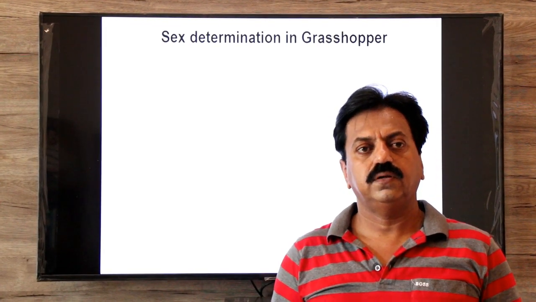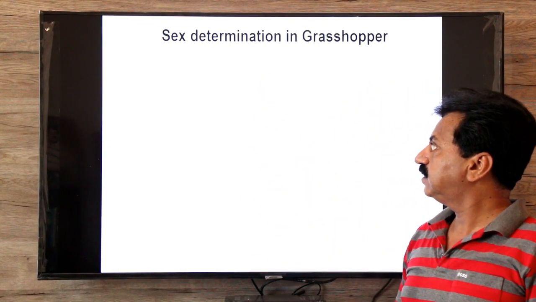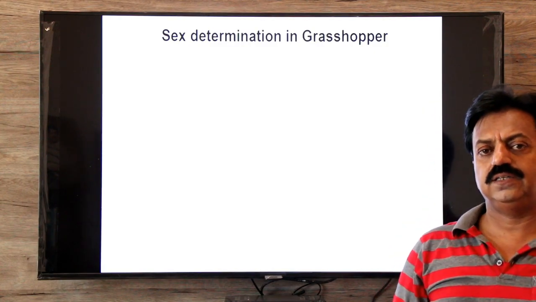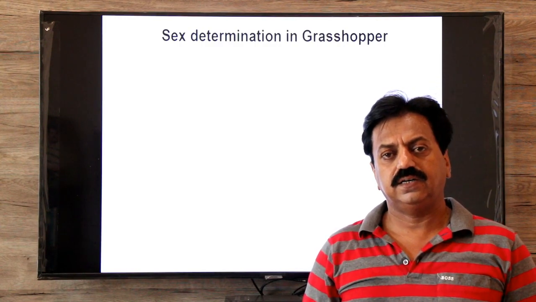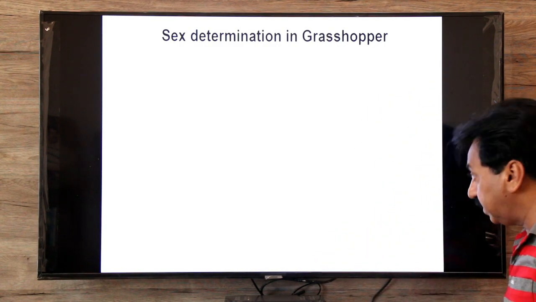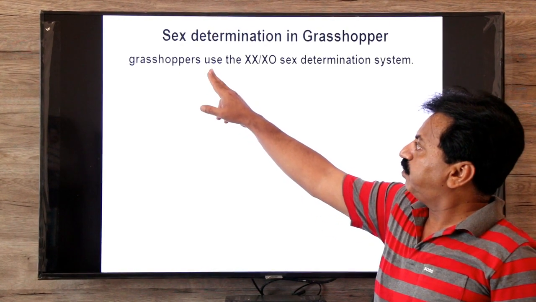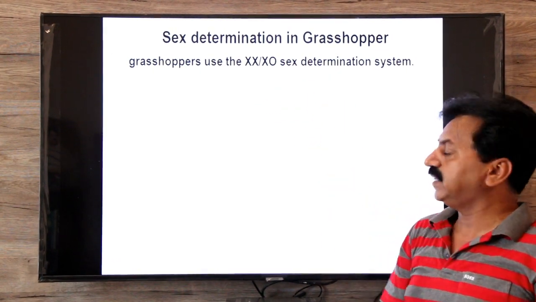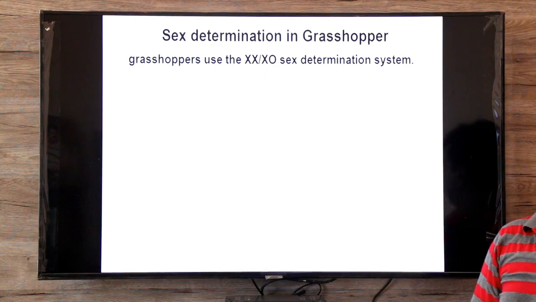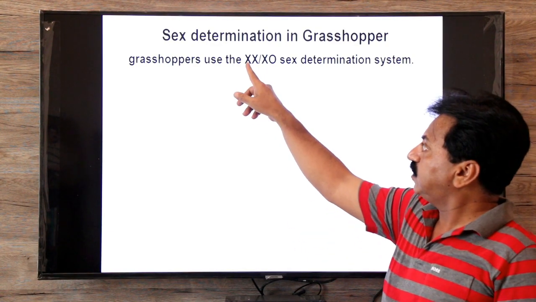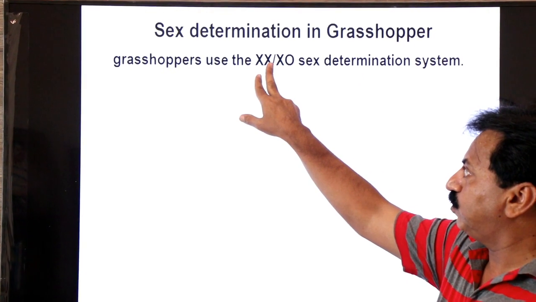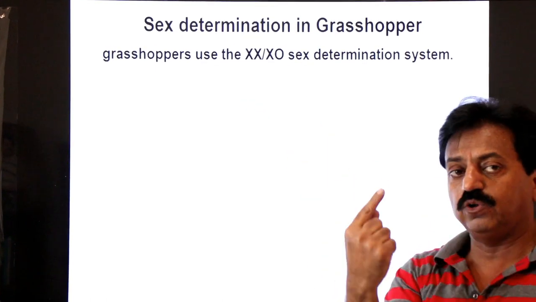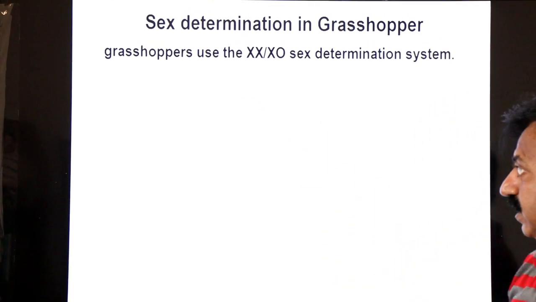Hello guys, in this video we will discuss sex determination in grasshopper. The sex determination in grasshopper is different from human beings. Grasshopper uses the XX and X0 sex chromosome determination system. In grasshopper, when the zygote receives two X chromosomes, it will develop into female. But if the zygote receives only one sex chromosome, one X chromosome, it will develop into male.